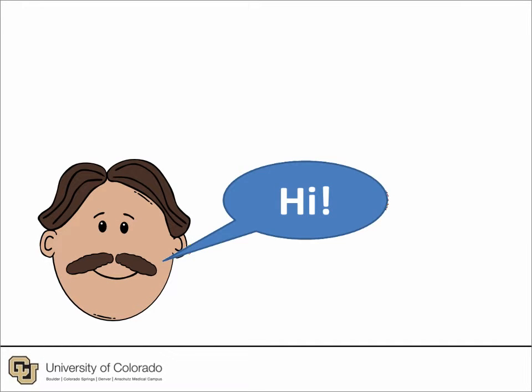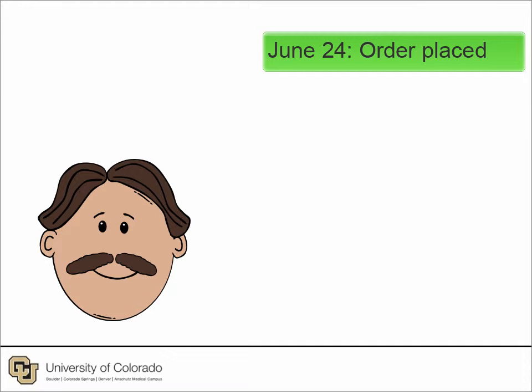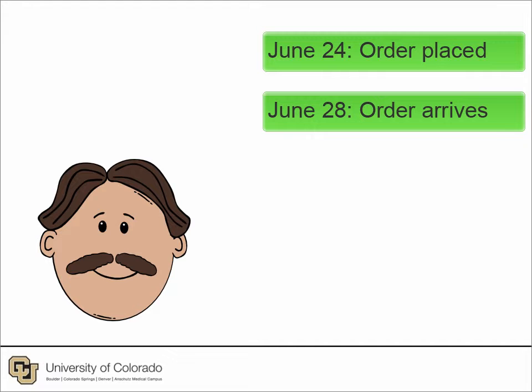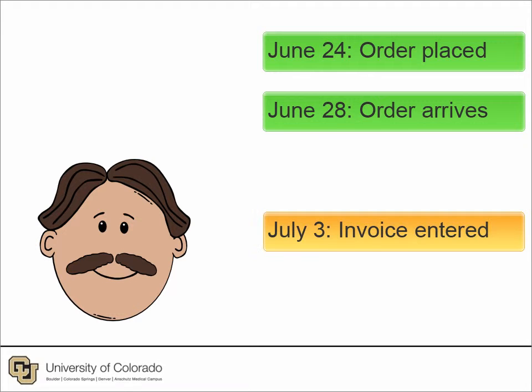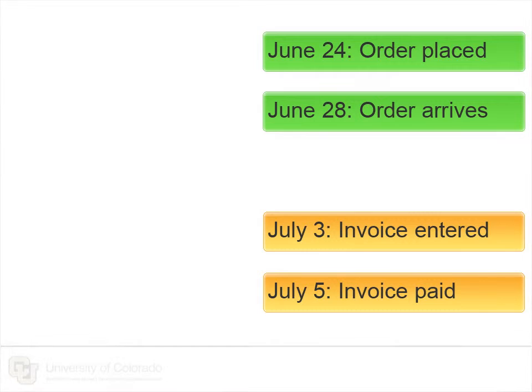Meet John. On June 24, John places an order for copy paper in CU Marketplace. The order is delivered on June 28. The invoice is received and entered on July 3rd, and payment is made on July 5th.